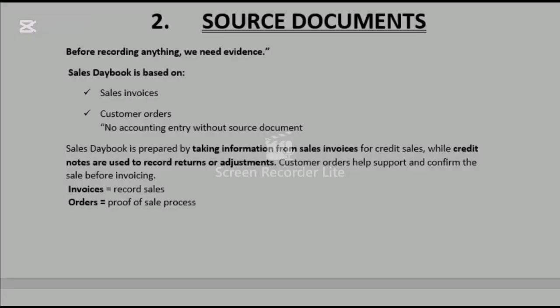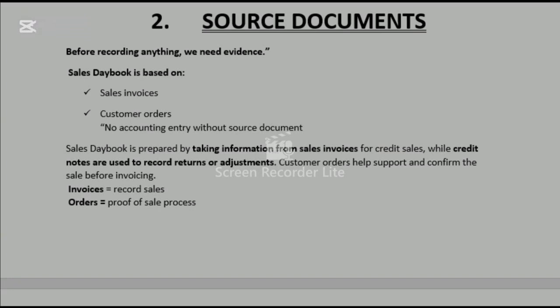So there is a source document that we use to record in the sales daybook. If you have understood the logic of the sales daybook, the source document is what confirms that a credit sale occurred. And we know that a source document is proof that a transaction has occurred. Before recording anything, we need the evidence that it has occurred.